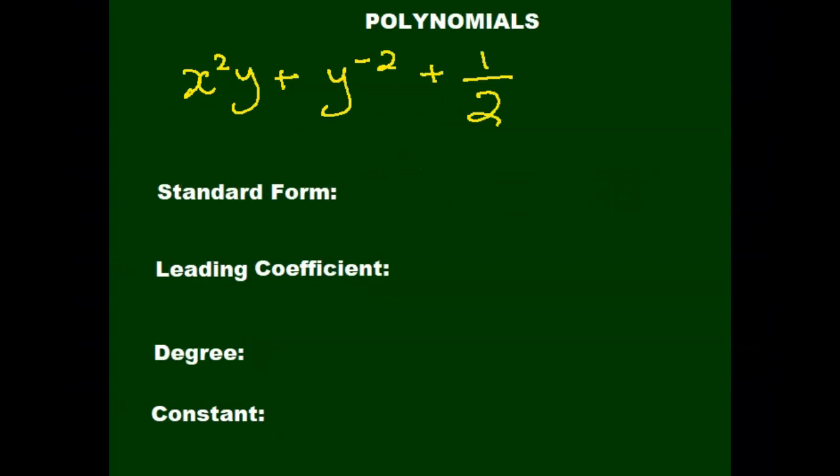What about this one? What is the standard form, leading coefficient, degree, and constant? This is a trick question because if you notice, I have an exponent which is a negative number. So this is not a polynomial, and therefore it is not applicable.